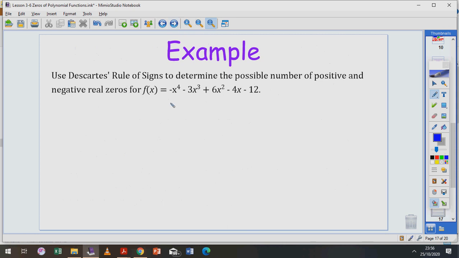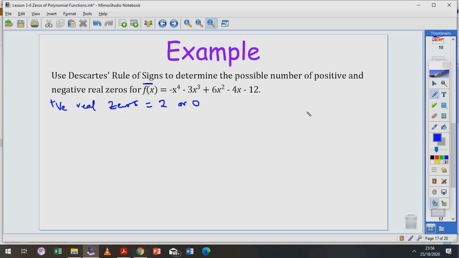So if I look at this and I'm looking for the positive real zeros, I'm looking for the number of sign changes in f of x. From negative to negative, that's not a change. Negative to positive, that's one change. Positive to negative, that's two changes. Negative to negative, that doesn't change. So the total number of sign changes is 2. That means the number of positive real zeros can be 2 or 0.